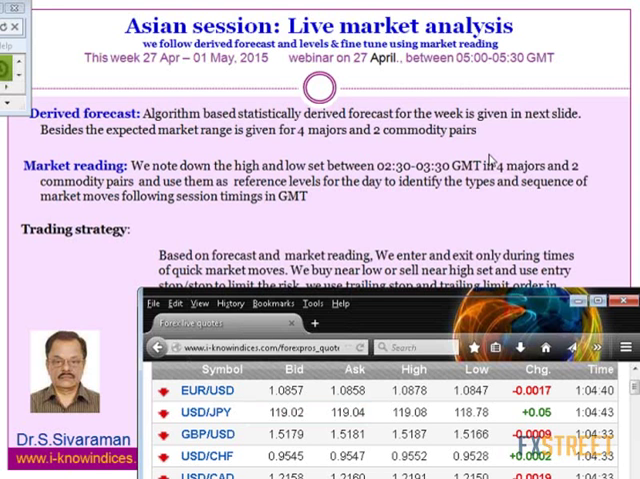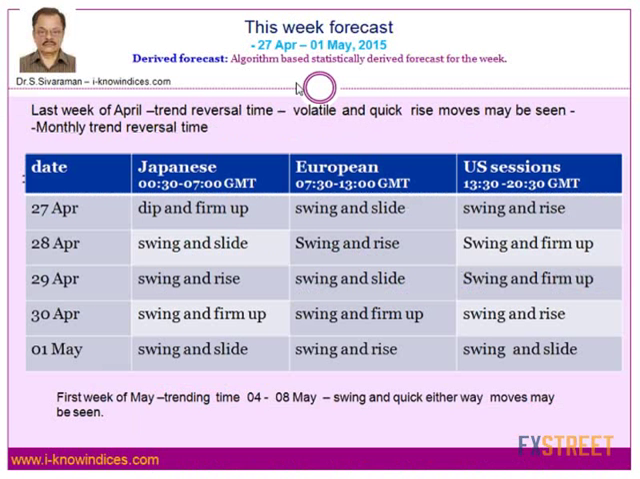So it is the last week of April, so trend reversal time. So the market is expected to make quick volatile moves. So what are the moves we expect on the 5 days of this particular week? So today they are expected to make a dip and firm up move during the Japanese session, and then they are expected to make one small firm up move and then slide during the European session. US session we could be able to see the swing and rise move.